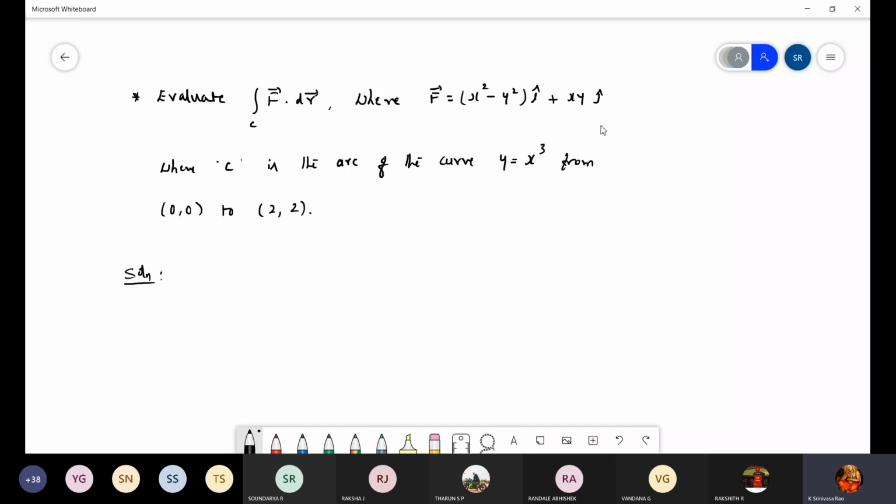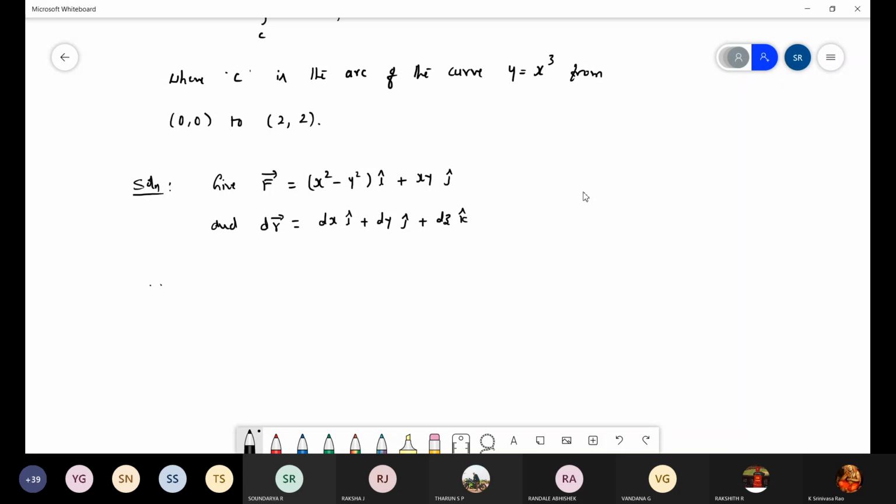Take down. Given f equals x square minus y square i cap plus xy j cap, and dr equals... shall I write directly what is dr? What is dr? dx i cap plus dy j cap plus dz k cap. Okay, so find out f dot dr.